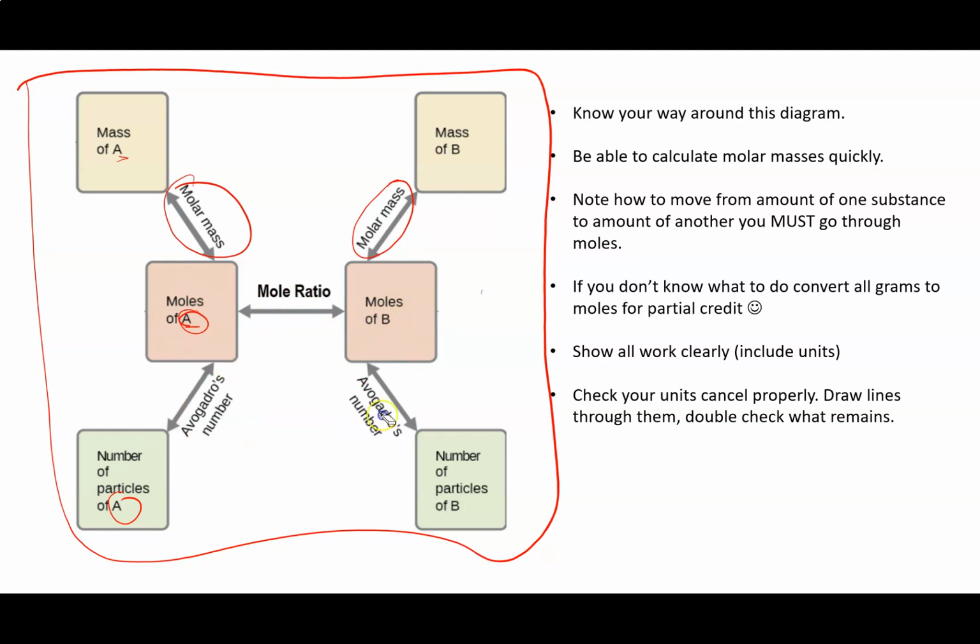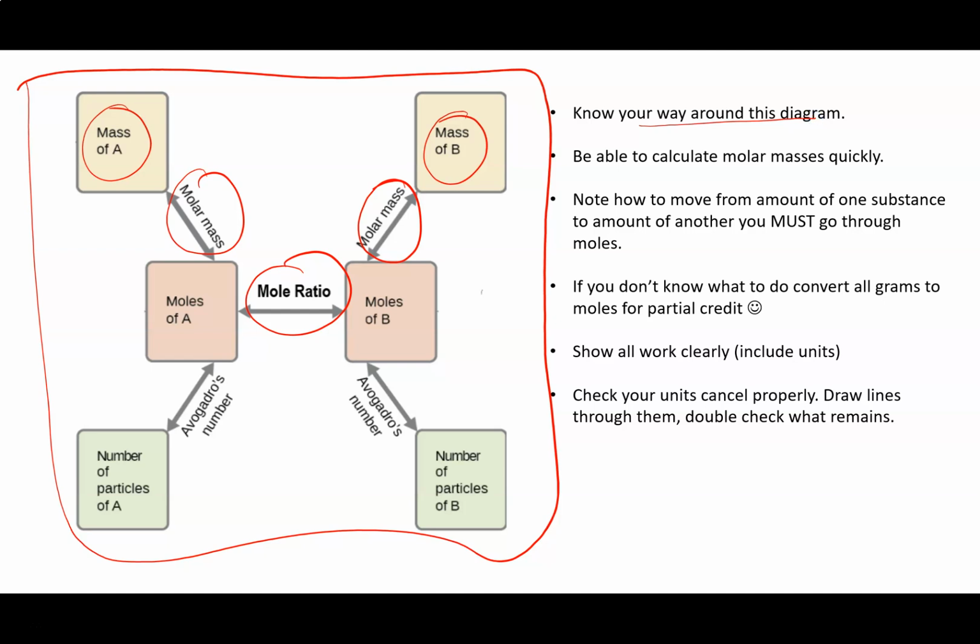So generally what I like to do is think about the type of conversion that I'm doing. So say I'm going to start here and I'm going to end here, and then I know that I'm going to need these three conversion factors to make that happen. So it's important that you know your way around this diagram. Molar masses are by far the most common conversion factor that we're going to be using, and you have to calculate those. Mole ratios and Avogadro's number don't need to be calculated. There's no math to get those, but you do have to calculate molar masses, and you should be able to do that quickly.